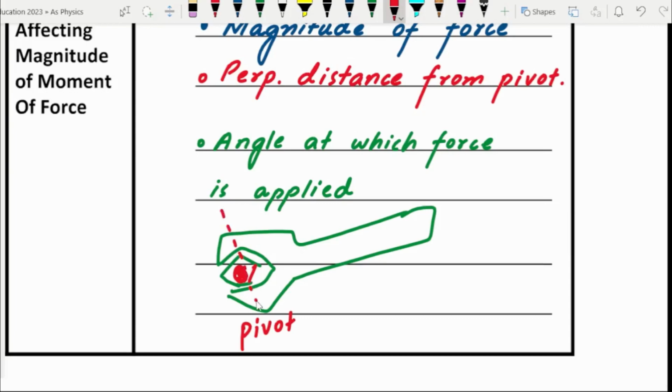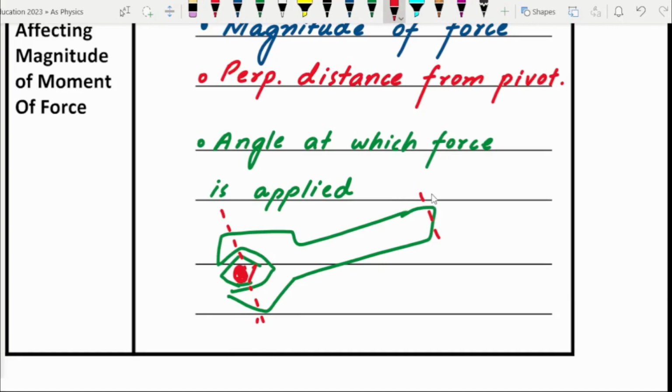apply the force as far away from the pivot as possible. So instead of applying the force over here, try to apply the force at the end of the spanner. Because if you apply the force at the end, this is your line of action of force and this is your perpendicular distance. So if you increase the perpendicular distance, the moment of force would also increase. So done with the first two factors. Now the third one.